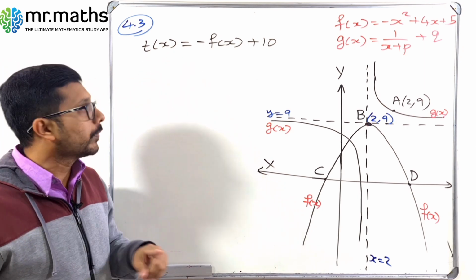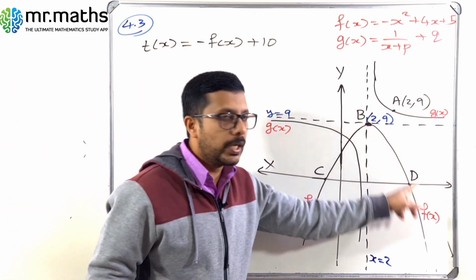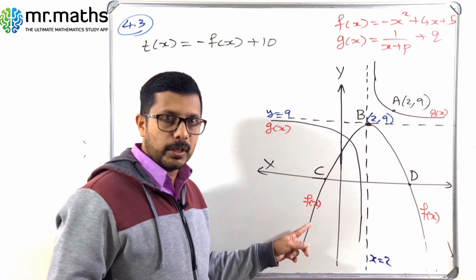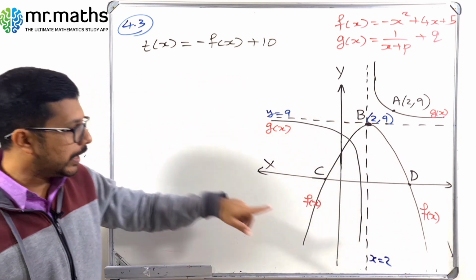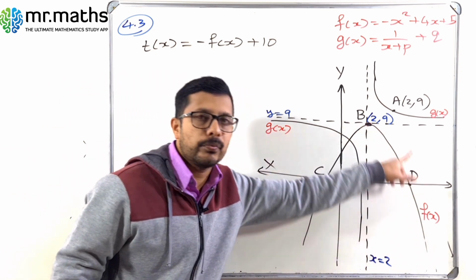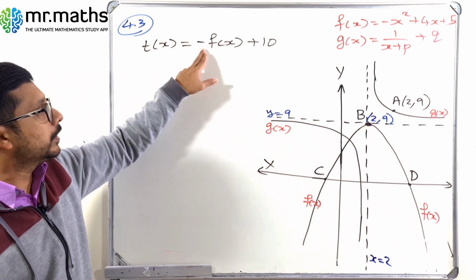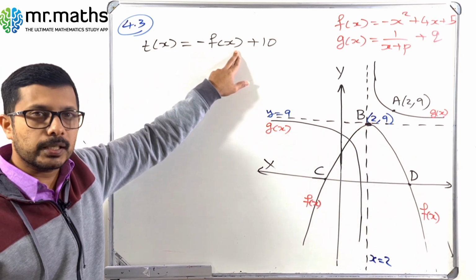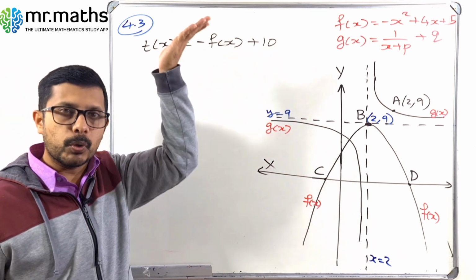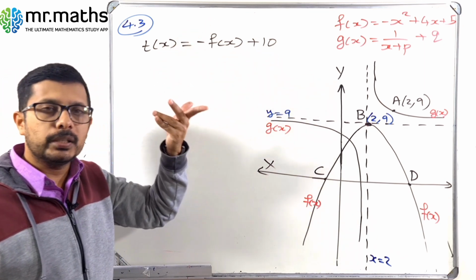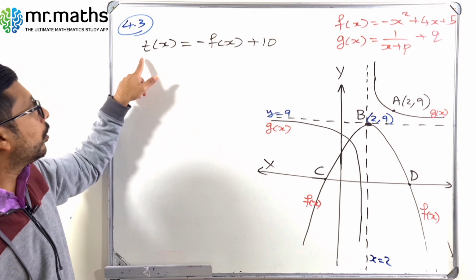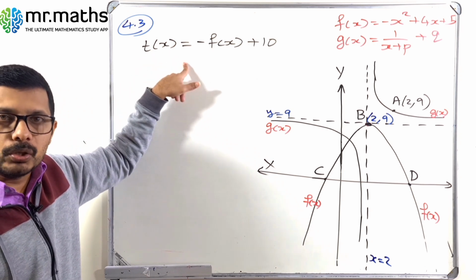Listen very carefully. This is our normal f of x graph. It is given in the question. After some changes happen to this f of x graph, what are the changes? Reflection based on the x-axis and 10 units upwards. Then after that they got a new graph and they call that new graph t of x.